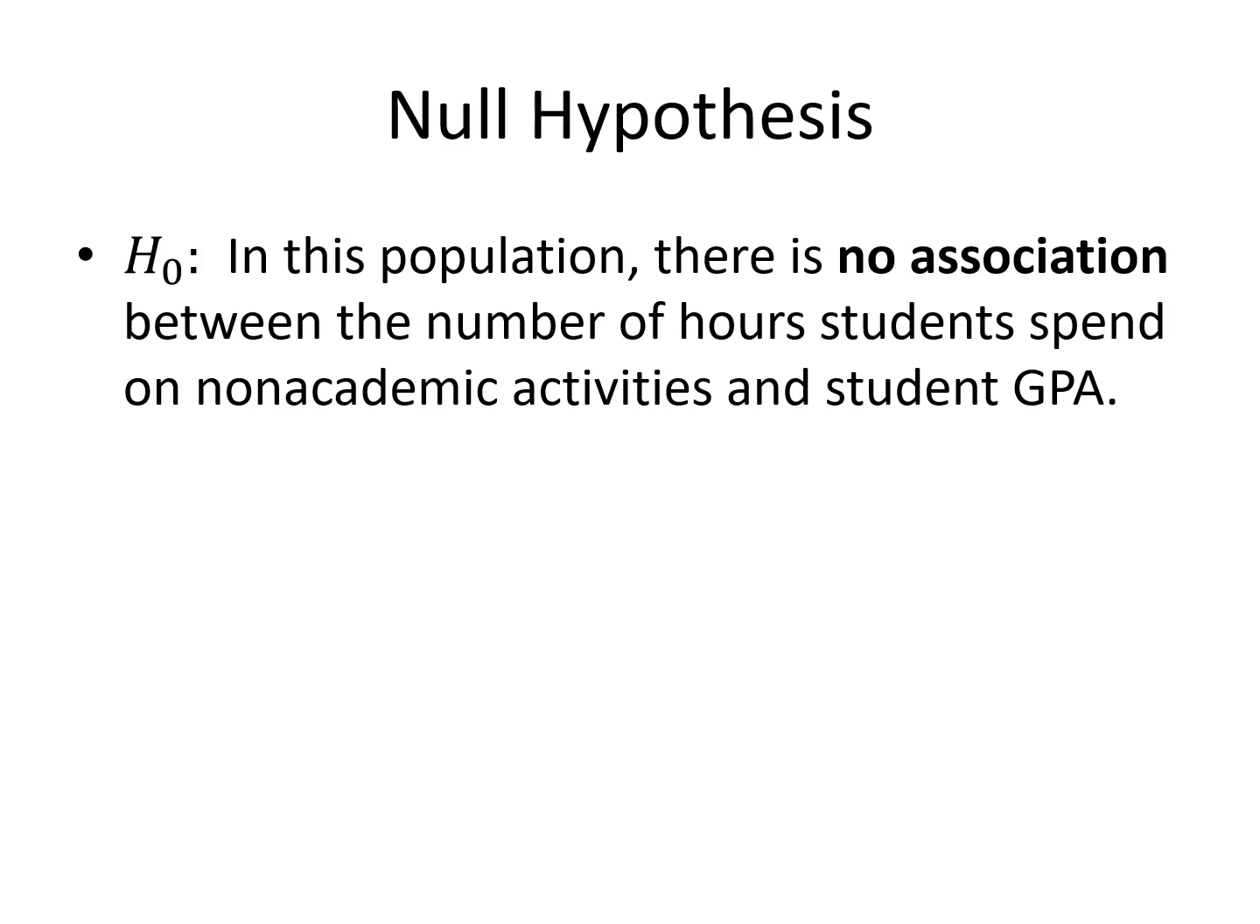Our null hypothesis will be that in this population, students at the University of Minnesota, there is no association between the number of hours students spend on non-academic activities and student GPA. So, just like for other types of tests of association, such as a 2-proportion z-test or a 2-sample t-test, our null hypothesis is that there's no association between the variables.